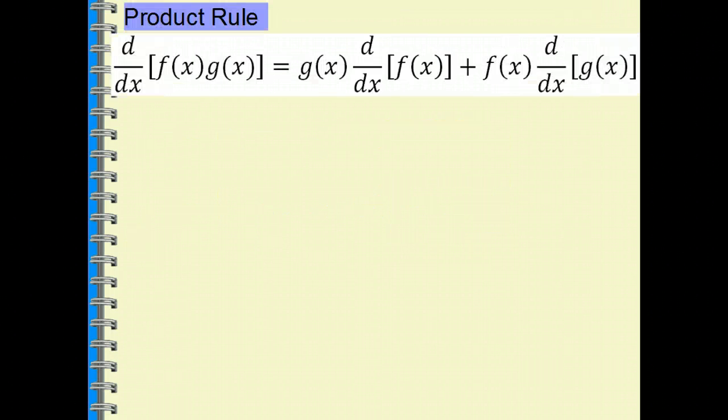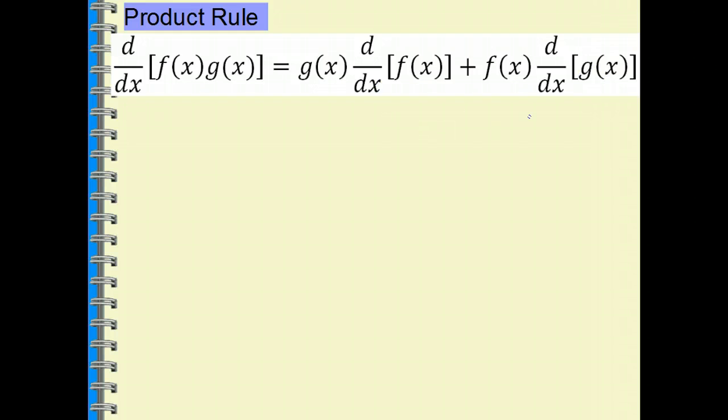Now, there are two rules that we're going to look at here, called the product rule and the quotient rule. And they get a little more involved, but still not as bad as what you may think. So first, the product rule tells us that if you have a derivative of a product of functions, that's equal to the second function times the derivative of the first plus the first function times the derivative of the second.